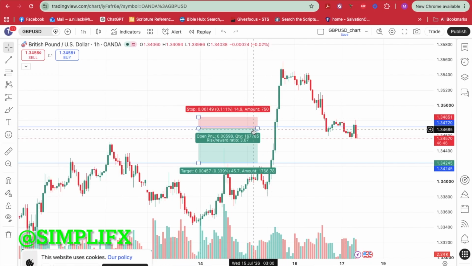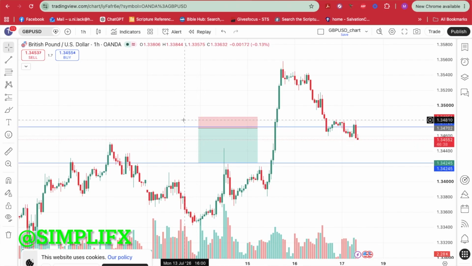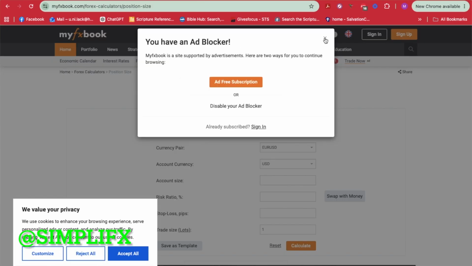And yes, here's my information. It says the stop, and it says where I'm planning to take profit. For the people that want to know how to use a position size calculator, or how to know how much to risk on their trade, there's a great free tool you can use, which is the MyFXBook position size calculator.